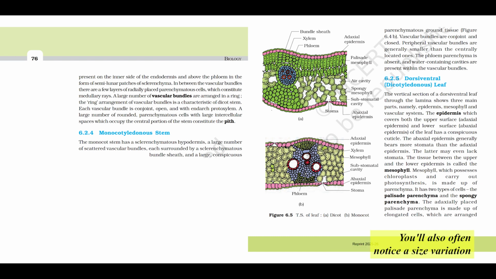You'll also often notice a size variation in these scattered bundles. The peripheral vascular bundles, the ones closer to the outside edge of the stem, are generally smaller than the ones located more centrally. A subtle but important difference to note for your exams. Phloem parenchyma is notably absent in monocot stems. Dicot stems usually have it. And finally, a curious feature. You'll often find distinct water-containing cavities present within the vascular bundles themselves, often formed by the breakdown of some protoxylem elements.